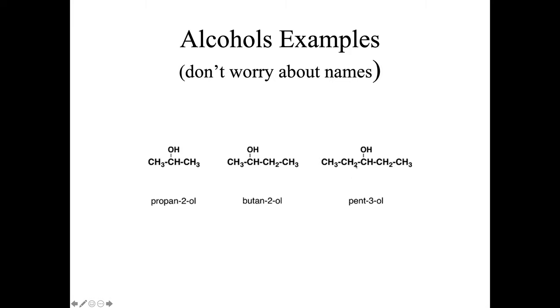So these are, for example, 2-propanol or propan-2-ol, butan-2-ol, pent-3-ol. By the way, if you're curious, pro means 3-carbon, but means 4-carbon, then it goes pent, hex, hept. 3 is the number, so carbon 1, carbon 2, carbon 3. Again, we're not doing nomenclature, but these are all alcohols.